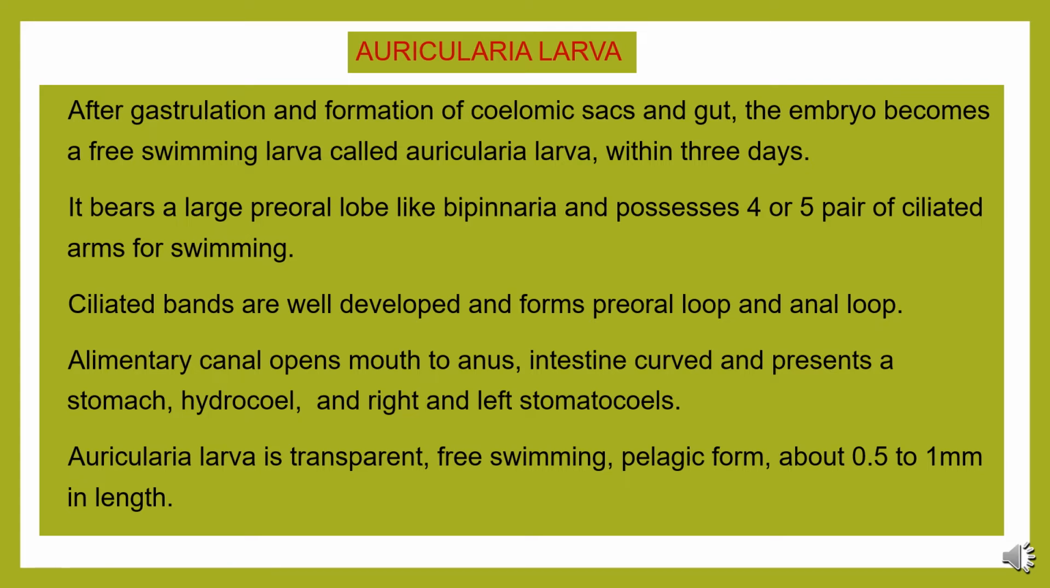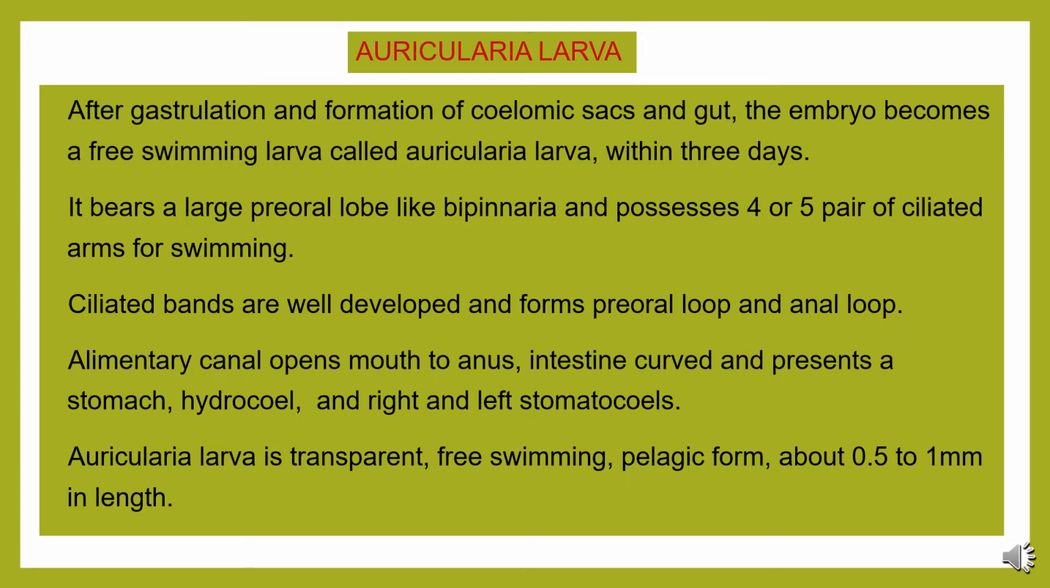After gastrulation and formation of coelomic sacs and gut, the embryo becomes a free-swimming larva called Auricularia larva within 3 days. It bears a large prioral lobe like Bipinnaria and possesses 4 or 5 pairs of ciliated arms for swimming. Ciliated bands are well developed and form the prioral lobe and anal lobe.